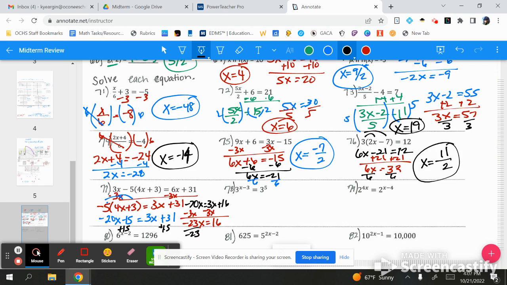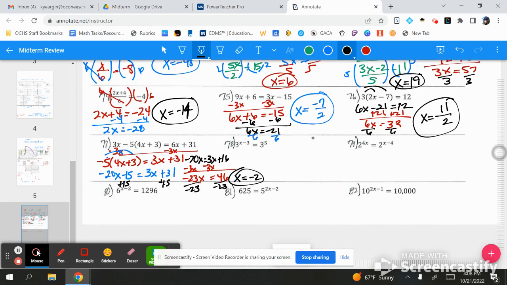I need to go back and make a correction here. When I added the 15, 15 plus 31 is not 16. 15 plus 31 is 46. So when I divide each side by negative 23, my x value will be negative 2.